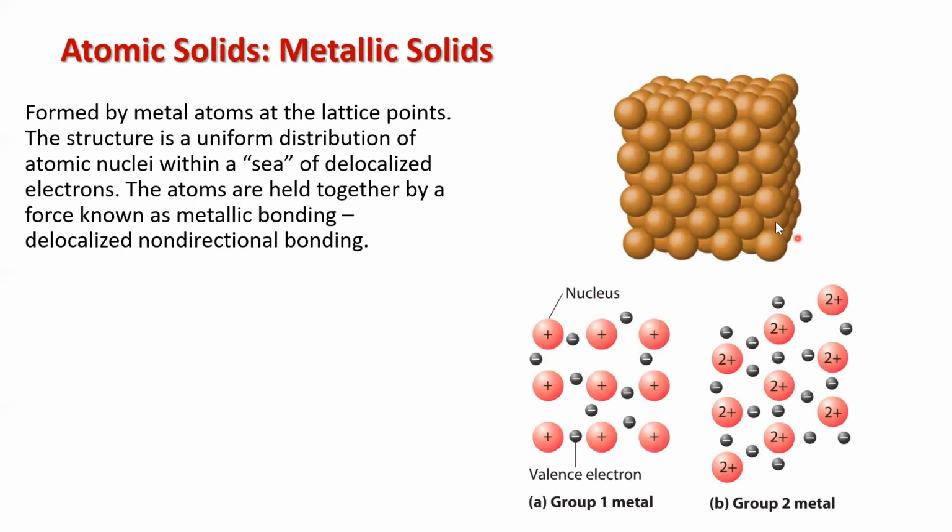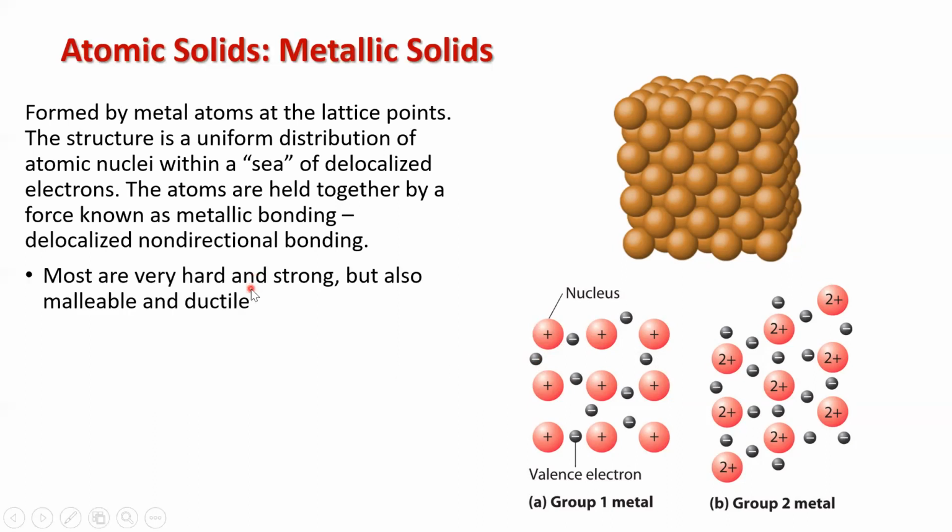This gives us a little bit different picture here. We've got the metal ions here, and then we've got the sea of electrons around them. Those electrons are not localized to a particular atom, but they're spread out throughout the structure.